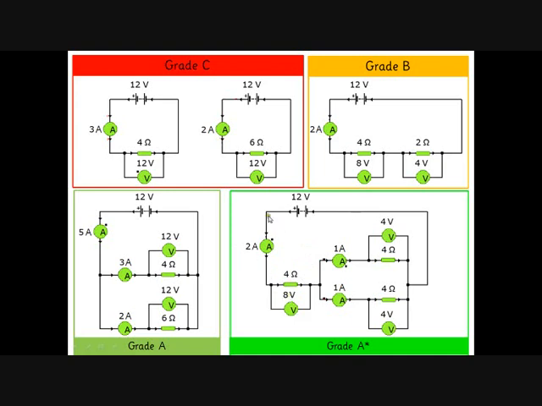So a lot of different rules to try to apply to circuits, and spotting which one to use is usually the hardest part of the operation.